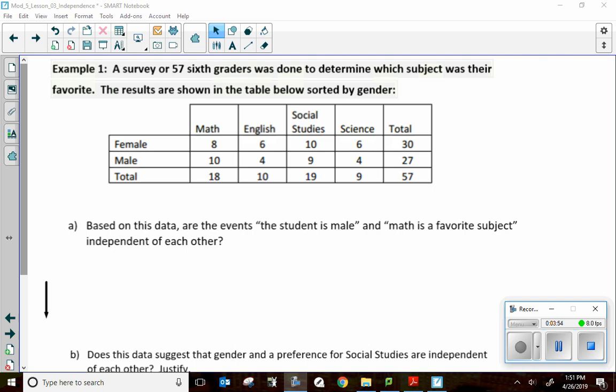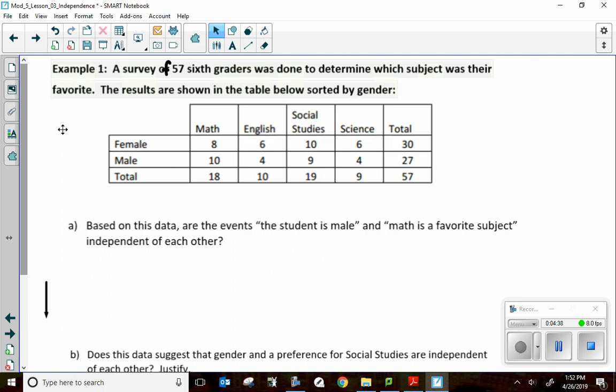So let's start to apply this, shall we? Example 1 says, a survey of 57 sixth graders was done to determine which subject was their favorite. Dang right, math is on there. The results are shown in the table below, sorted by gender.